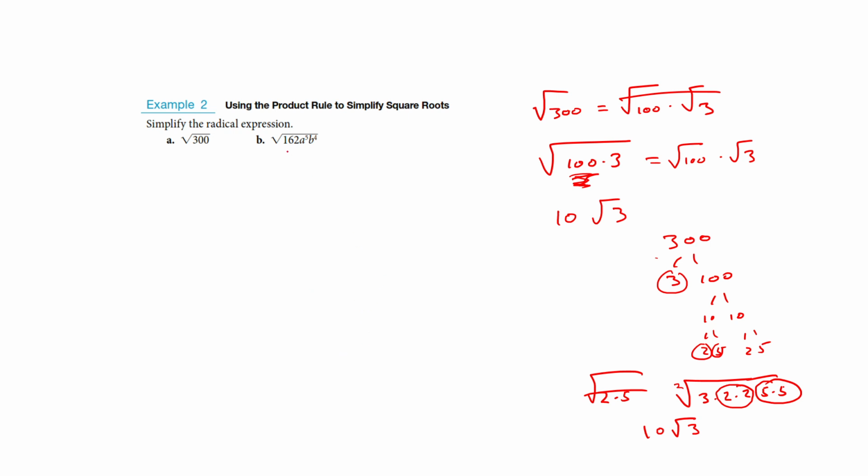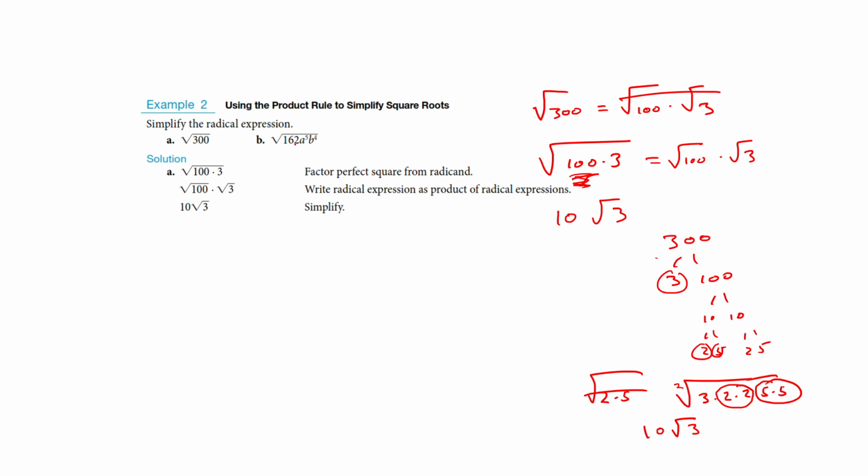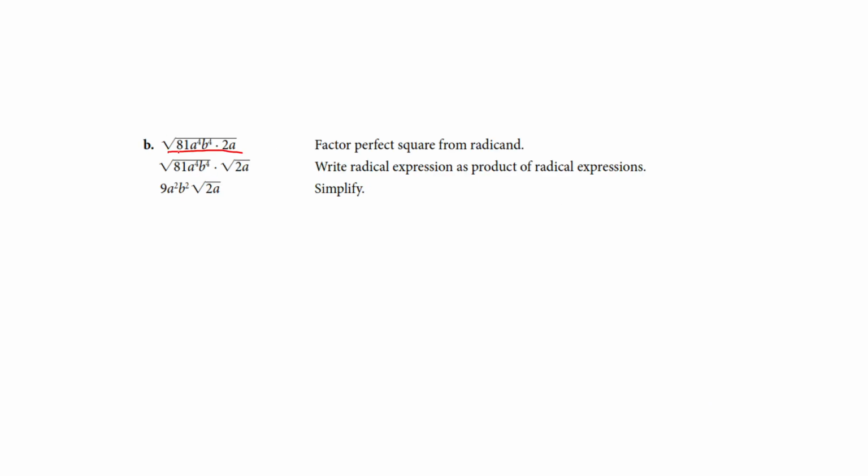Okay, so let's look at this one. Oh yeah, they just split it up. Okay, do I like how they're doing it? Well, let me explain their way, and then I'll talk you through mine. So they split up this original problem. They saw 162 must be 81 times 2. And they've split it like this because they saw 81's a perfect square.